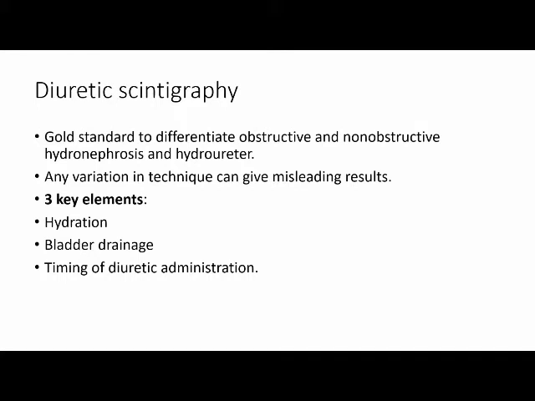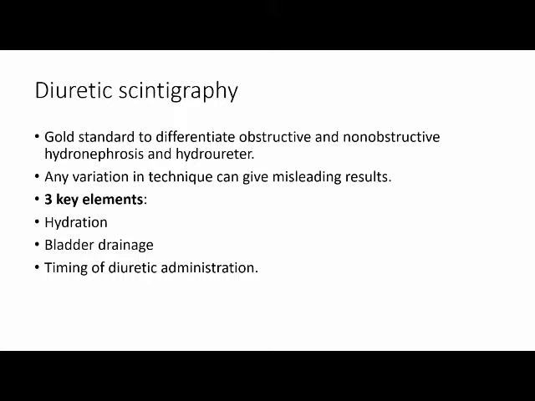Coming to diuretic scintigraphy, it is the gold standard to differentiate obstructive and non-obstructive hydronephrosis and hydroureter. Any variation in the technique can give rise to a misleading result and can alter the management, especially in the borderline function group, when the function is around 35 to 40%. It can alter the management of the child.